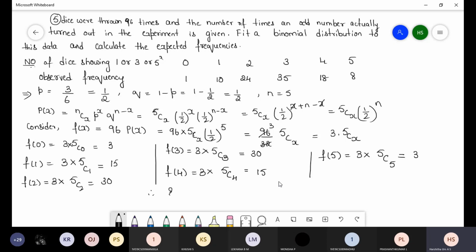Therefore we can write the expected frequencies are 3, 15, 30, 30, 15, 3.